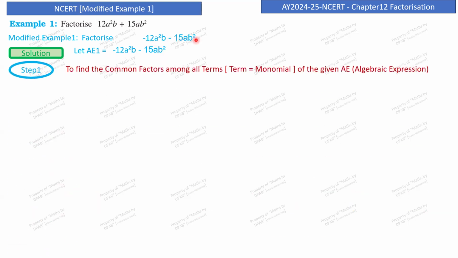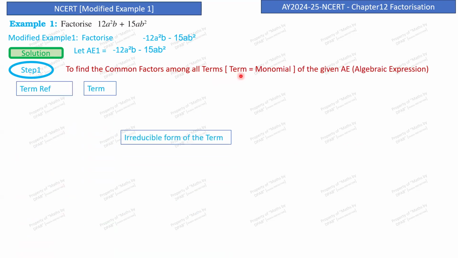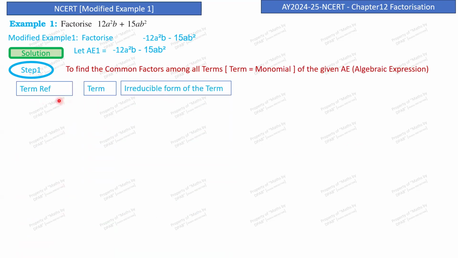So step 1 is to find the common factors among all terms. All terms means how many terms are here? We have two terms, so it's a binomial. The common factors among all the terms we are going to find using this particular tabular form: term reference, term, and irreducible form of the term. So what is the first term? Term 1 is minus 12a square b.